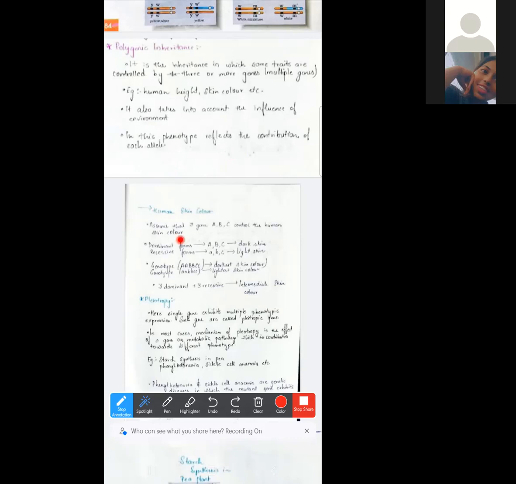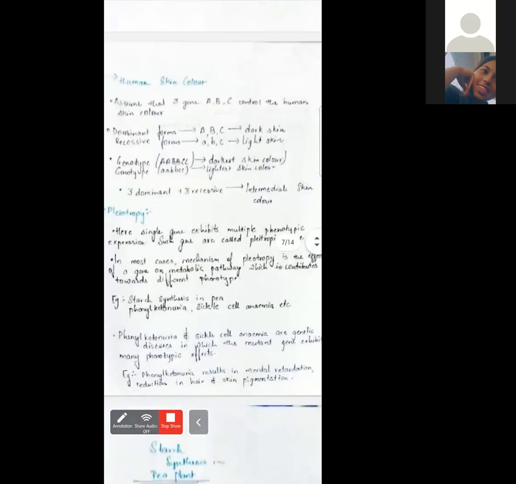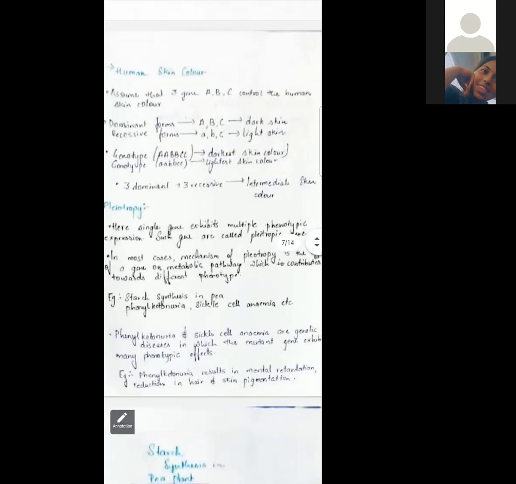Okay. Now we'll study about human skin color. It is mentioned in NCERT. So let's see.